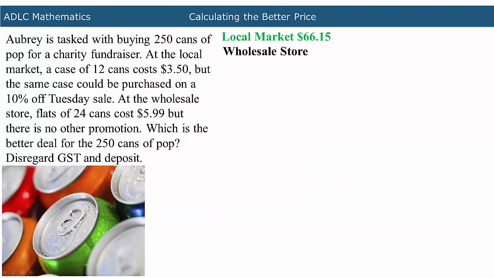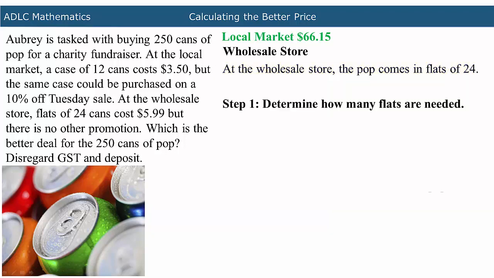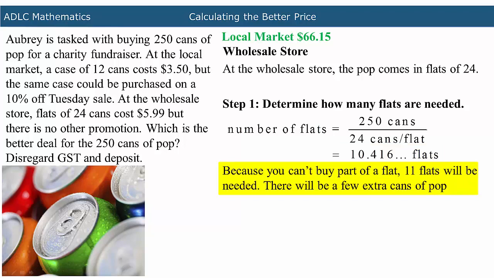Now the cost of the cans at the wholesale store will be calculated. At the wholesale store, the pop comes in flats of 24. First, the number of flats needed for 250 cans of pop must be calculated. To determine the number of flats needed, divide the number of cans, 250, by the number of cans per flat, 24. This results in an answer of 10.416 flats. Because you can't buy part of a flat, 11 flats will be needed. There will be a few extra cans of pop.